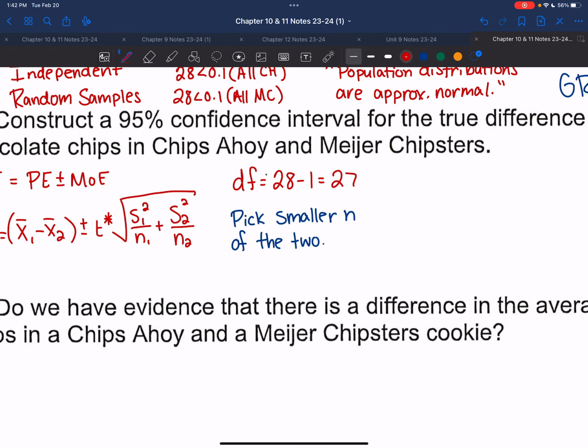So for my t star, we're going to have inverse t. I'm creating a 95% confidence interval, so my tail is 0.025. My degrees of freedom is 27. So I'm going to get a t star of 2.052.